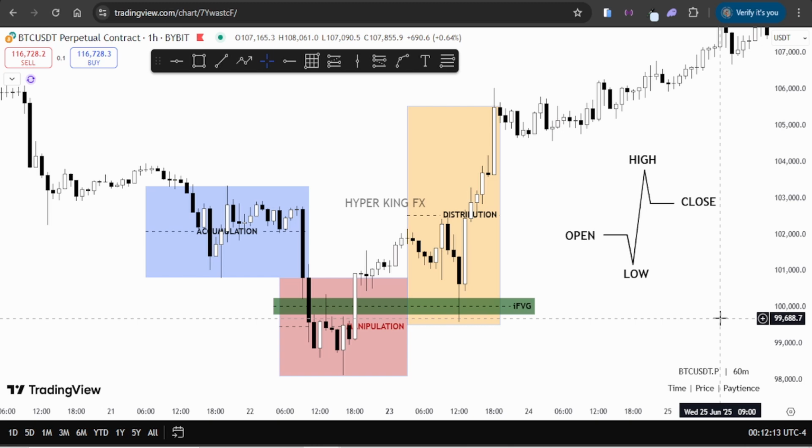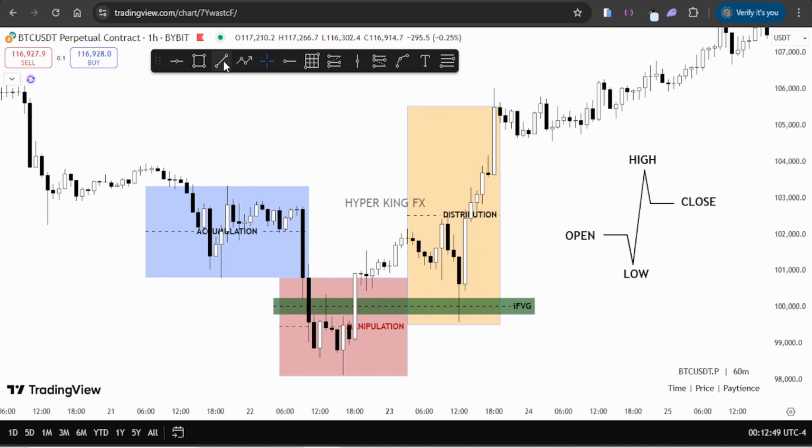Now, how does AMD connect to smart money? Smart money, institutional traders, hedge funds, and algorithmic systems don't trade like retail. They need liquidity. That means they look out for areas with stop losses, buy stops, and sell stops, usually above highs and below lows. That is why manipulation is essential for them. They create the illusion of breakout or breakdown to trigger retail traders, and then they reverse the market.